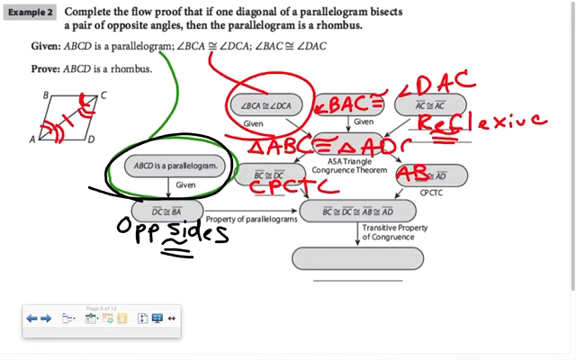And so that means that BC is congruent to DC, congruent to AB, congruent to AD by the transitive property. And so now that I've said that the four sides of this parallelogram are congruent, now I can say that ABCD is a rhombus by the definition of rhombus.